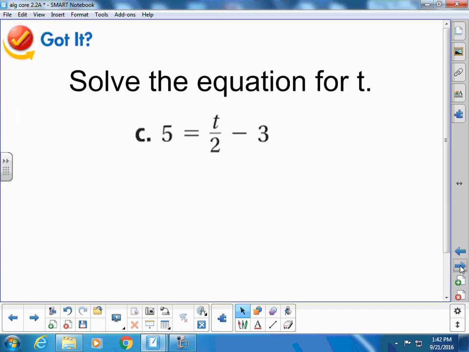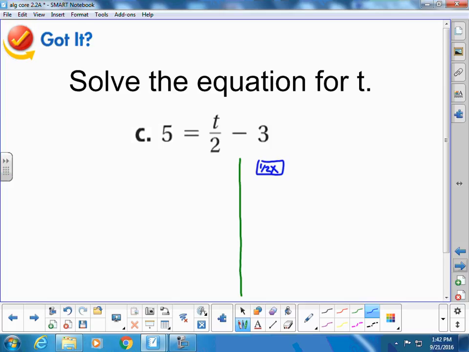Let's try this one again. Let's just start by writing, let's try it with algebra tiles. I'm just going to make half of an x. And then we have -3, which is the same as adding a -3, which is what I just did, equals 5.